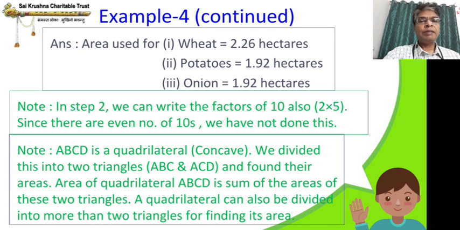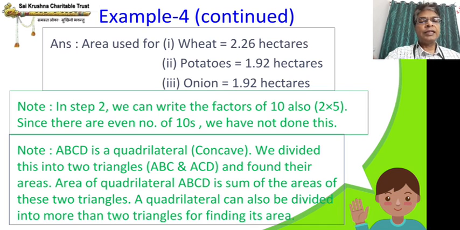There is one more point. ABCD is a concave quadrilateral, as I told in the beginning. We divided this into 2 triangles, ABC and ACD, and found their areas. Area of quadrilateral ABCD is the sum of the areas of these 2 triangles. A quadrilateral can be divided into more than 2 triangles for finding its area.